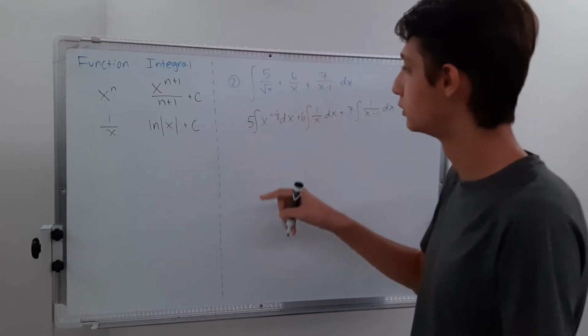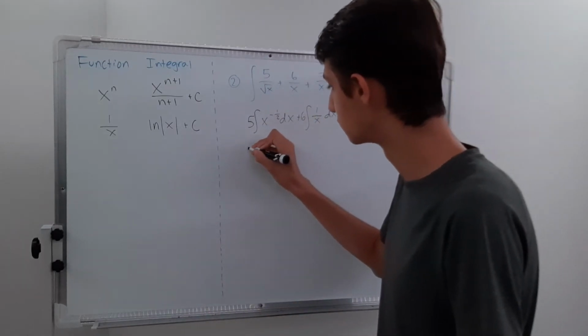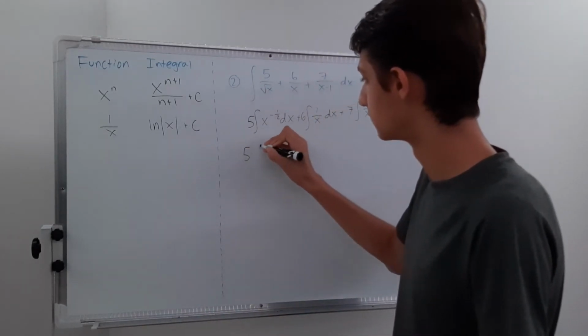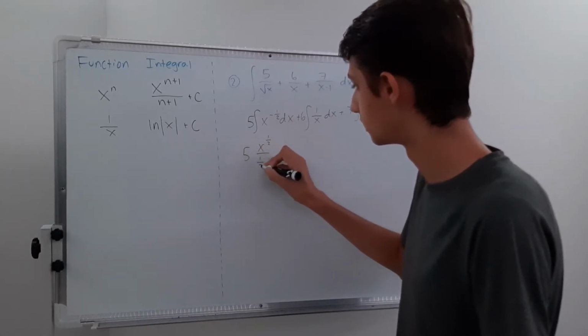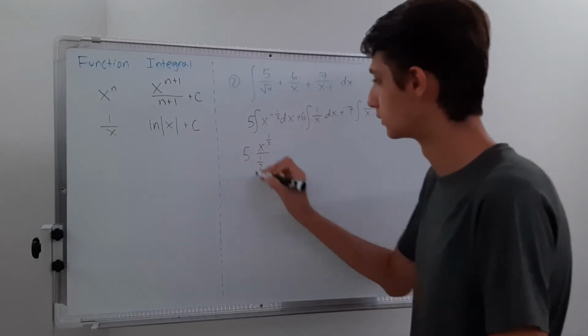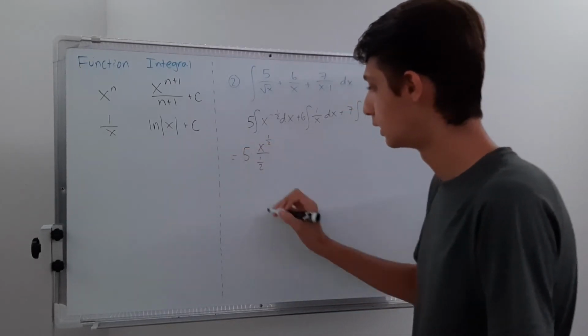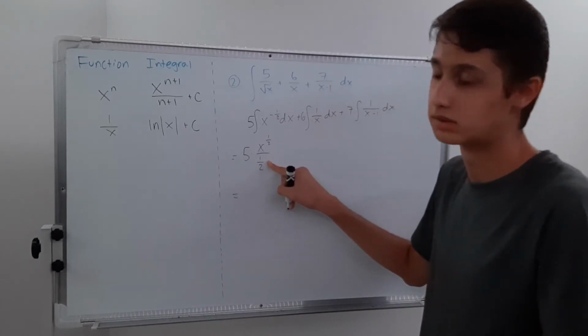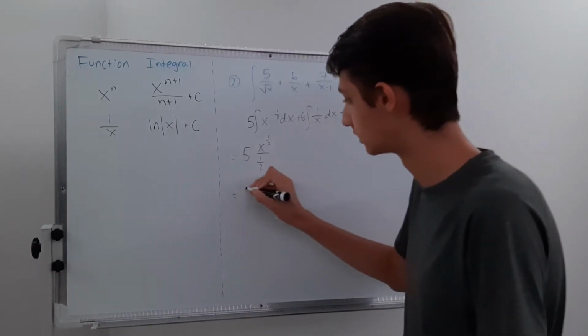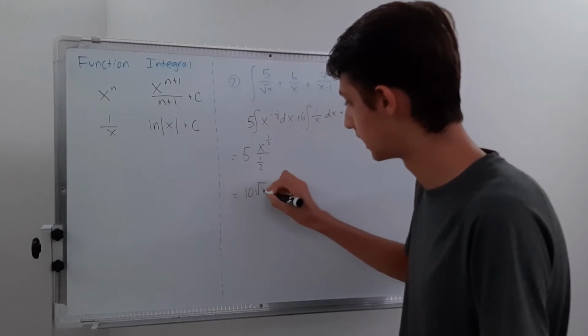This is what we have been doing. We add 1. So it's going to be 5 times x to the 1/2 divided by 1/2. Okay. So let me just do an equal sign here. And we can already simplify this. Dividing by 1/2 is the same as multiplying by 2, so we have this 10 times root x.